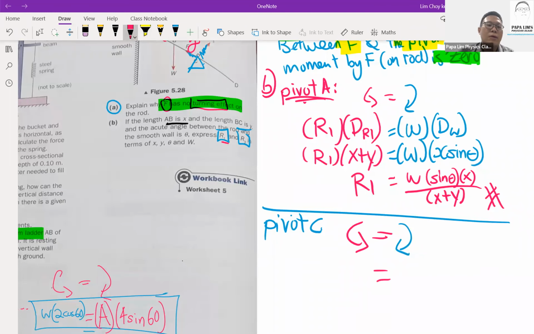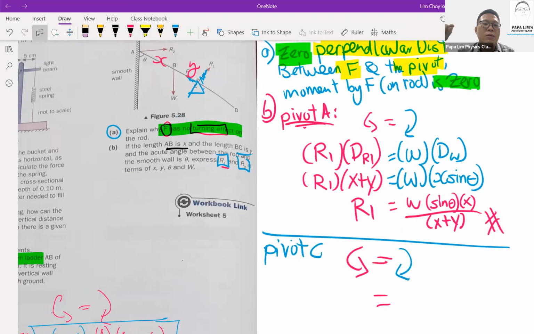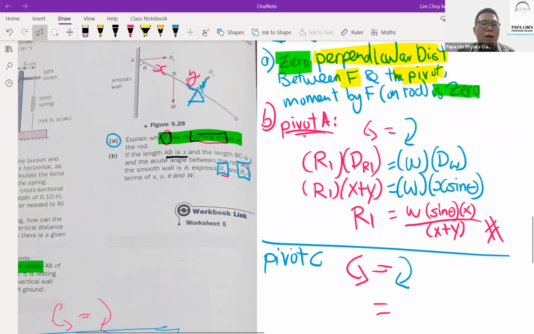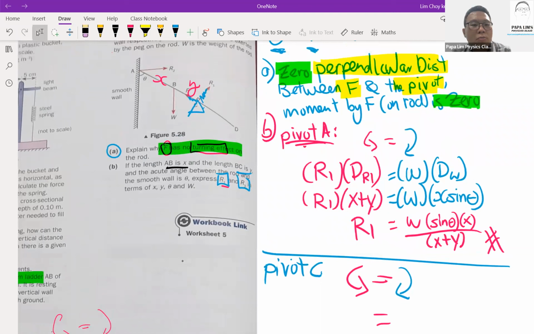The only difference now is that the clockwise moment is caused by R2. So here the clockwise moment is about the pivot at C. Same as before, what I want to do now is find the moment by R2, so I will need the perpendicular distance.